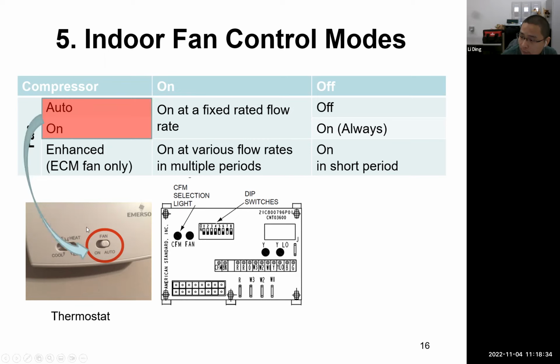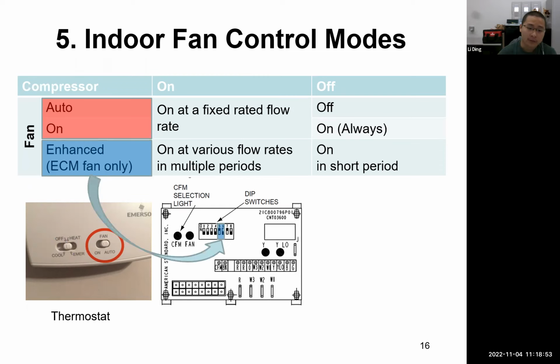These two modes can be switched by the switch on the thermostat. And the third one is called enhanced. This can only be achieved by an ECM fan, and the purpose is to improve the performance. You can see the enhanced mode can be controlled by the DIP switch.